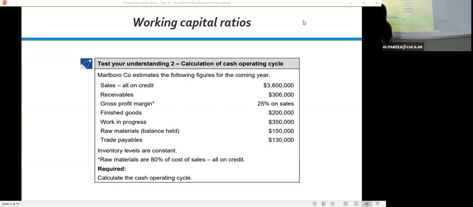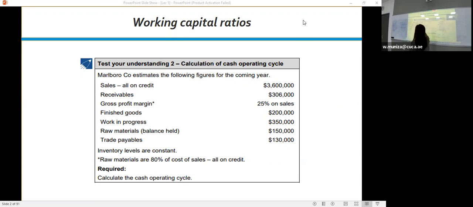Now over here, they have given us the gross profit margin as well. It means that they have not given us the cost of sales figure. So we know that sales minus cost of sales is basically our gross profit. They give us the sales figure, and they say that the sales are 3,600,000. But they have not given us the figure for cost of sales. But they say the gross profit margin is 25% on sales.